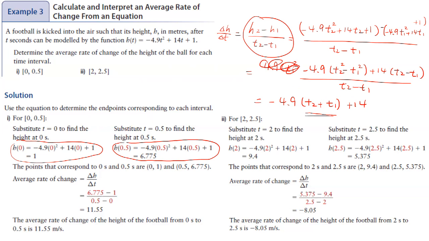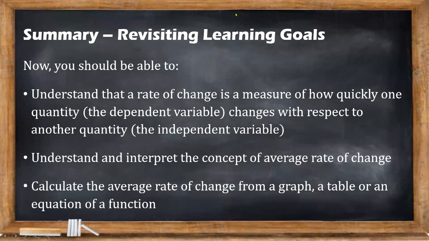Okay, so let's make a summary of today's lesson. So now you should be able to understand that a rate of change is a measure of how quickly one quantity, which is a dependent variable, changes with respect to another quantity, which is an independent variable. And also understand and interpret the concept of average rate of change. And calculate the average rate of change from a graph, a table, or an equation of a function, okay? So this is what we have learned for today.